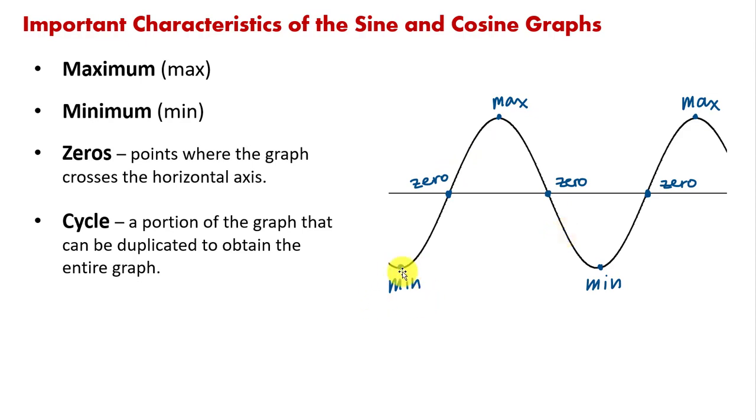If I want to cut a piece of the graph that I can later copy and paste, and I make my first cut at this place, where should my second cut be? Well, I'll have to cut it at the next minimum. If I take this portion of the graph, I will be able to copy and paste it and recreate the entire graph. Do you see that? That means that one cycle of a graph can be obtained if we go from minimum to minimum.